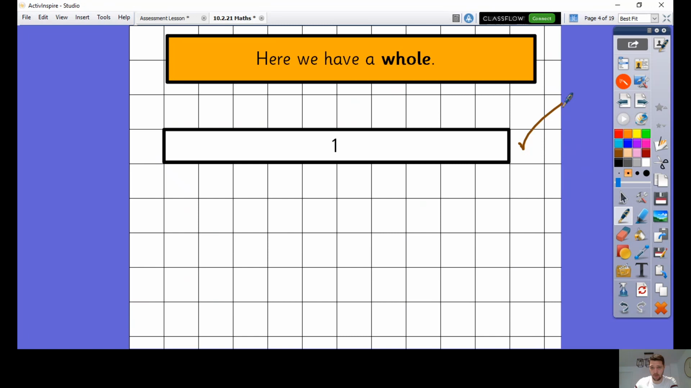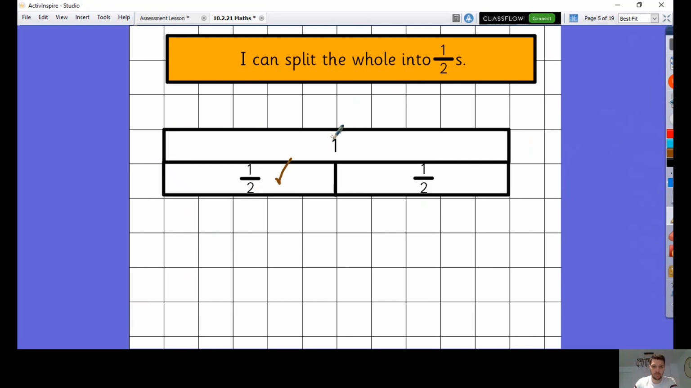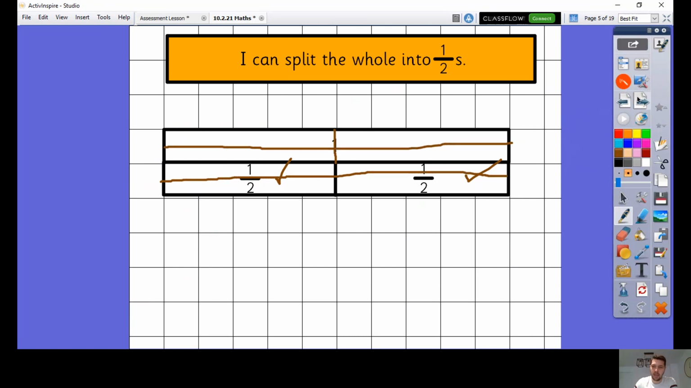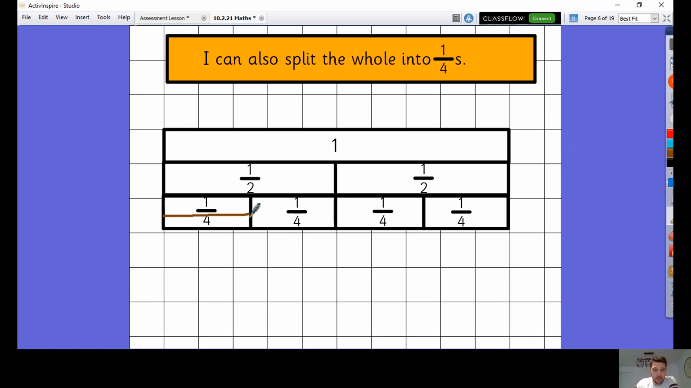So here we have 1 whole, and we know from yesterday that 1/2 and 1/2 together is the same as 1 whole. And we also know, if we divide that further, that 1/2 and 1/4 and 1/4 is the same as 1/2, which means 2/4 is the same as 1/2.